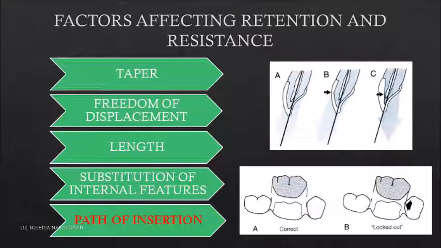The next feature is path of insertion. The path of insertion is an imaginary line along which the restoration will be placed onto or removed from the preparation. So for a fixed partial denture, the path of insertion of all the abutments must be parallel to each other. The path of insertion must be considered in 2 dimensions, that is facio-lingually and mesiodistally.